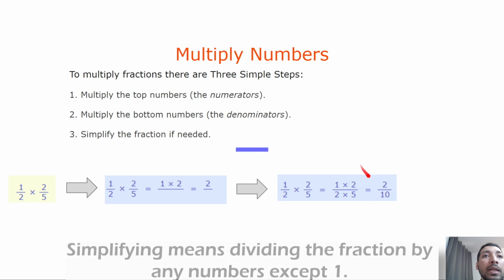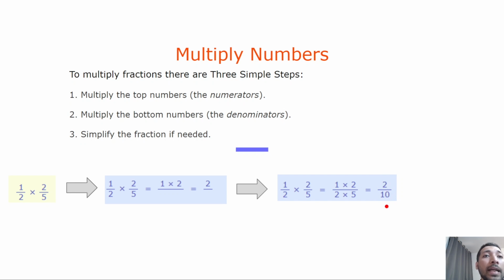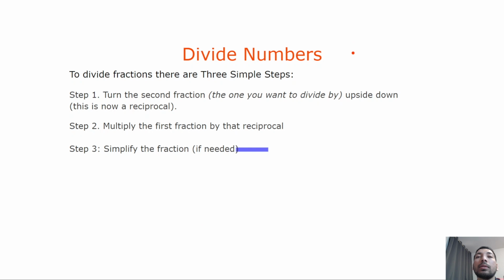Simplifying the fraction means to divide both these numbers by any other number except 1. Can you divide 2 and 10 by any other numbers? Yes, we can divide them by 2. So 2 over 10 can be simplified as 1 over 5. So this is the answer for this multiplication of these two numbers.